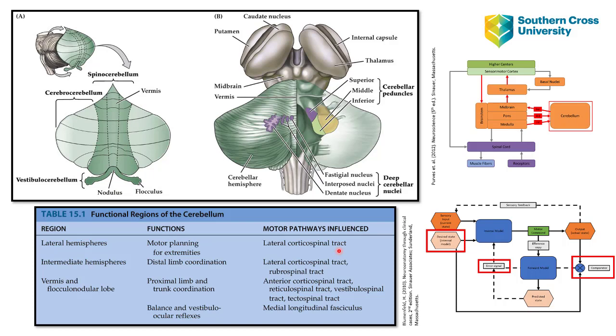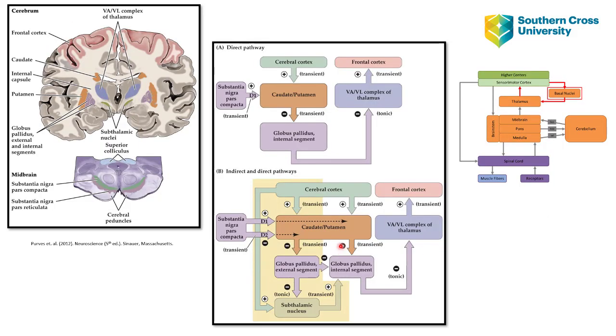That is the cerebellum in a nutshell. Now, when we talk about the basal nuclei, also known as basal ganglia in many texts, but basal nuclei is the proper term, we're talking about a number of structures within the cerebrum itself. And those structures are our caudate and our putamen. Together they're known as the striatum.